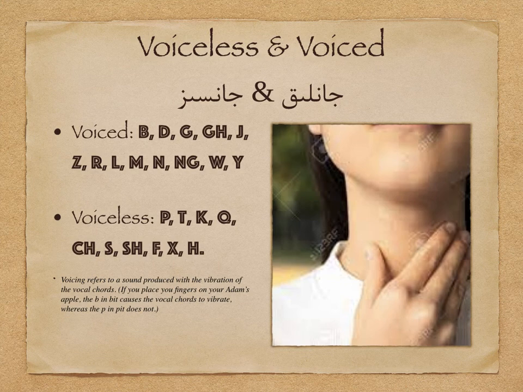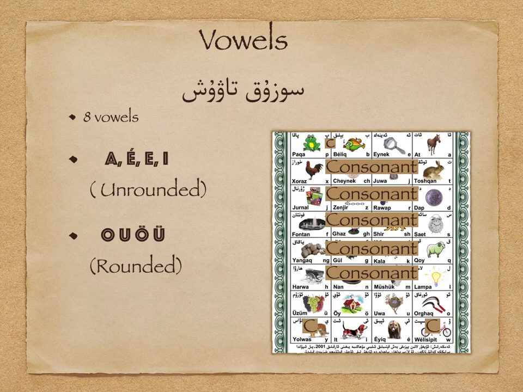Voicing refers to a sound produced with a vibration of the vocal cords. If you place your fingers on your Adam's apple, the B in bit causes the vocal cords to vibrate, whereas the P in pit does not. So the voiceless ones are P, T, K, K, Ch, C, Sh, F, H, and He. These are the 23 consonants in two categories, voiced and voiceless. Now we're going to vowels.